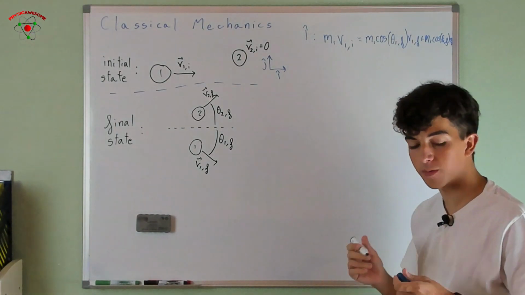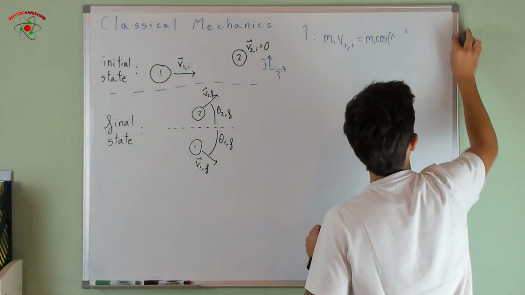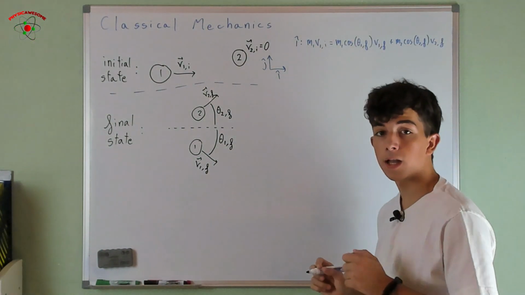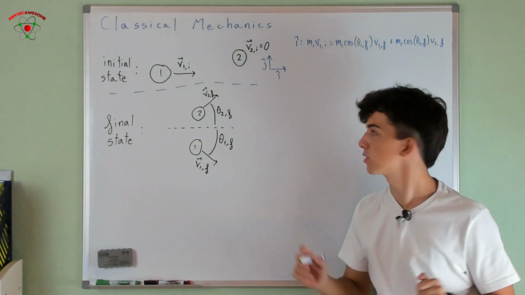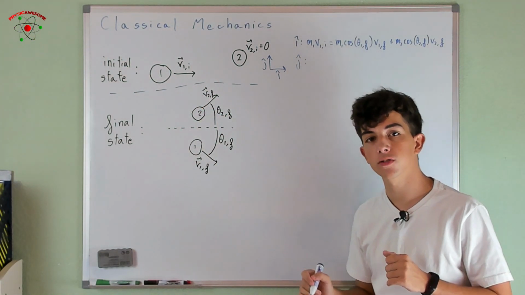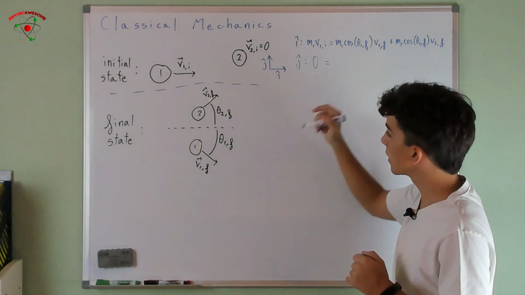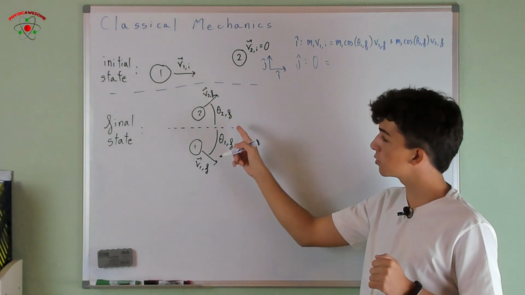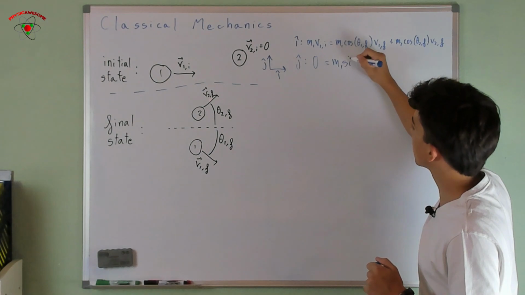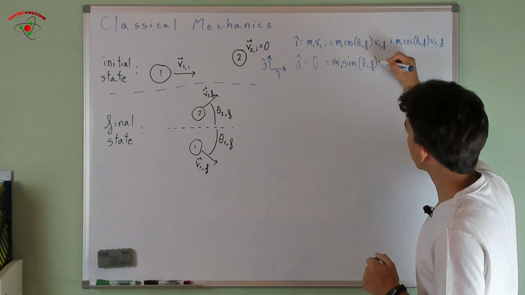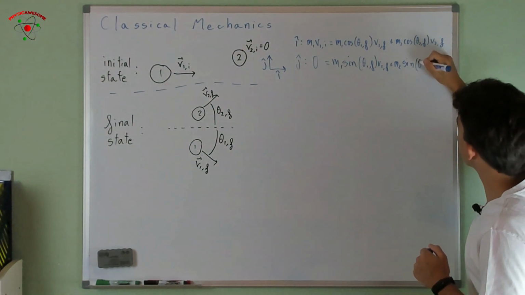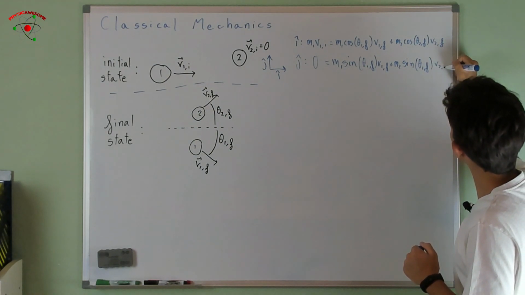It got a little bit overcrowded over there, so we'll rewrite it. And now we're going to make our analysis in the j hat direction. Initially, there is no movement in the j hat direction, so momentum is going to equal 0. And at the end, we're going to have each of the velocities times the sines. So m1 times the sine of theta 1 final, v1 final, plus m2 times the sine of theta 2 final, v2 final.